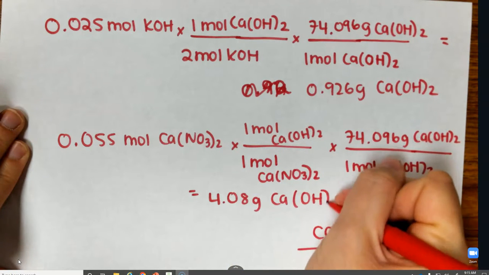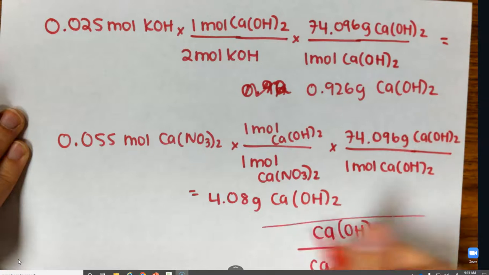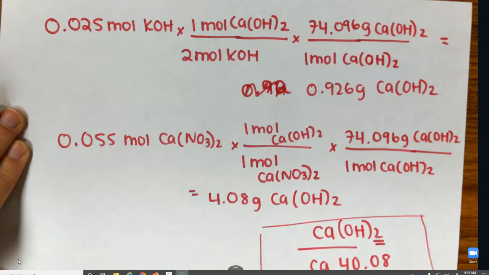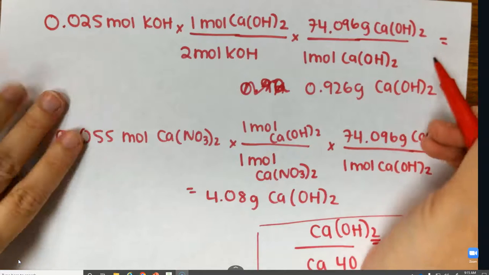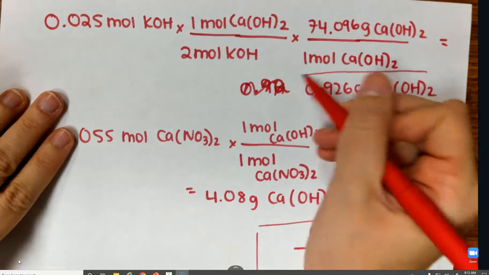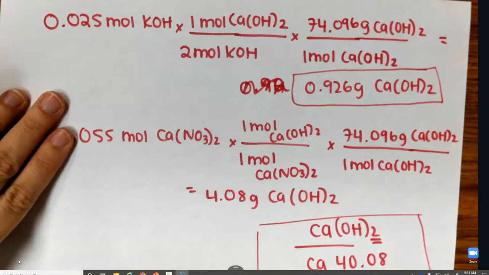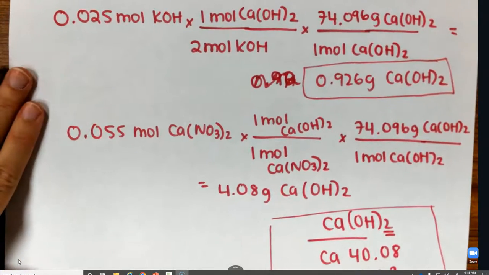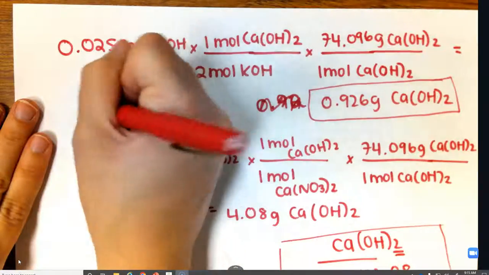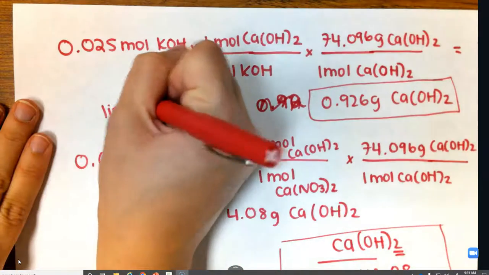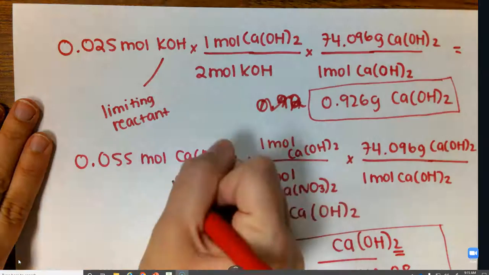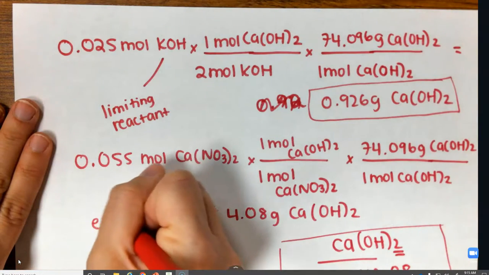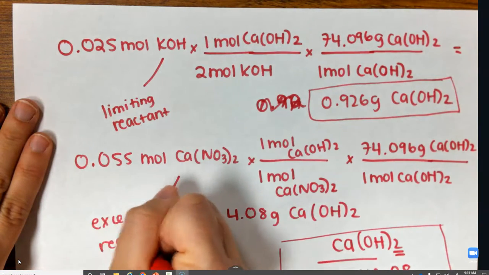And so how much can we make? You can only ever make as much as the limiting reactant allows. And so the correct answer is always your smaller amount of product, which would be that much calcium hydroxide. And then that also tells me that KOH is my limiting reactant, and that calcium nitrate is my excess reactant.